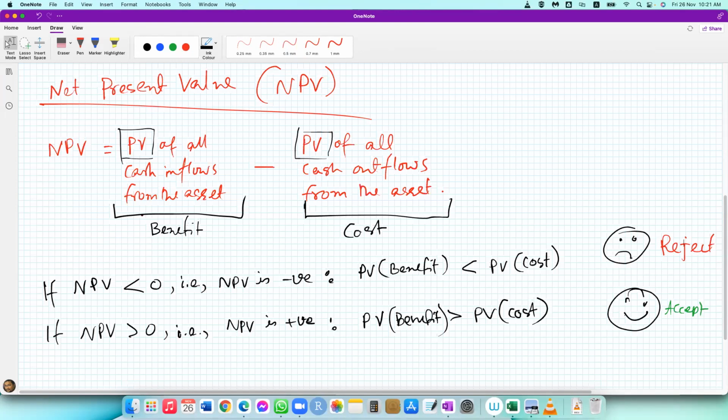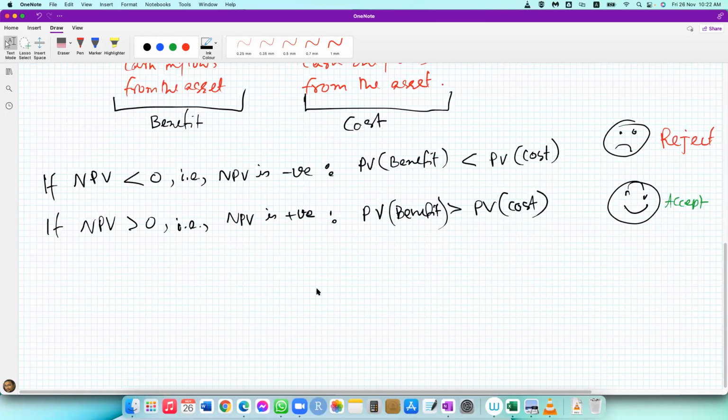So this is the decision making, whether we should invest in a project or not. If a project has positive NPV, then you should accept, because it will give you some more benefit over the cost. And if you find that the NPV is negative, then you will reject the project without any doubt, because it will definitely give you more cost than the benefit. Clear or not? Yes, sir.